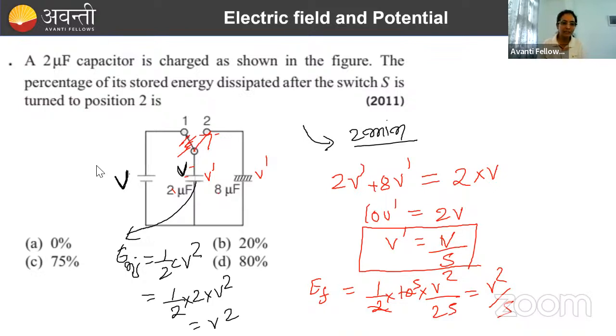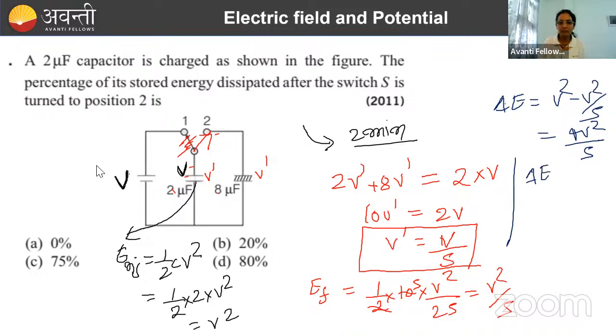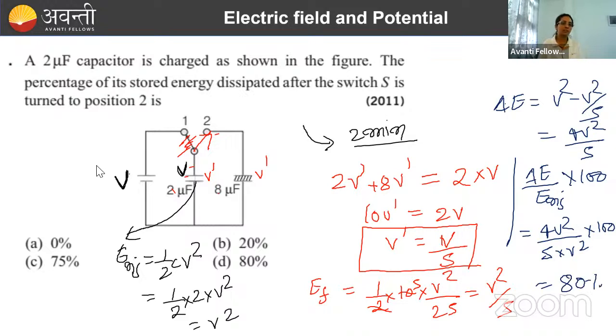Now we need to write how the energy changes here. The change in energy is V square minus V square by 5, that is 4V square by 5. So what is the percentage change? Delta E by initial energy, into 100. That is 4V square by 5 divided by V square, into 100, and that is going to be 80%. So 80% of the energy is getting dissipated, right? A large chunk of energy, actually.